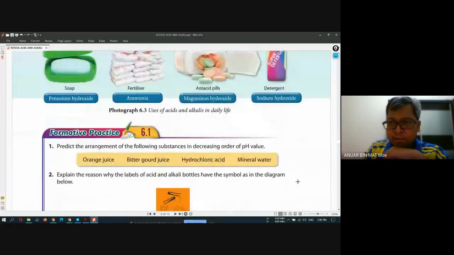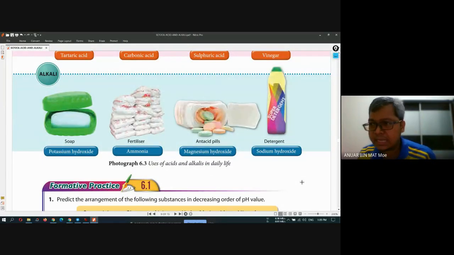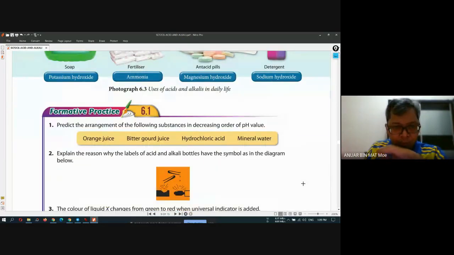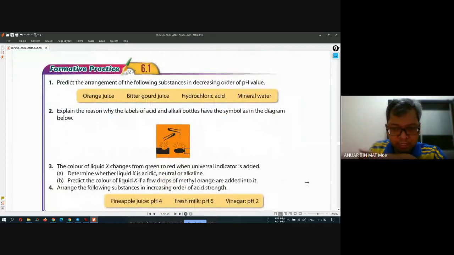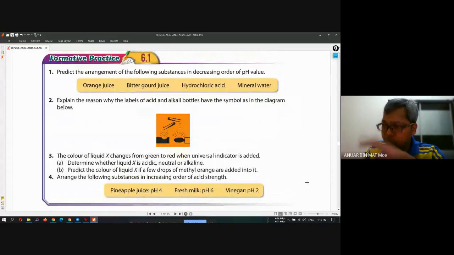Any question before I stop here? Did you have any question? No question? Okay, so I need you to read topic 6.1. If you have any question you do not understand, just ask me on our Telegram group. And for today's exercise, I just need you to finish formative practice 6.1 only.